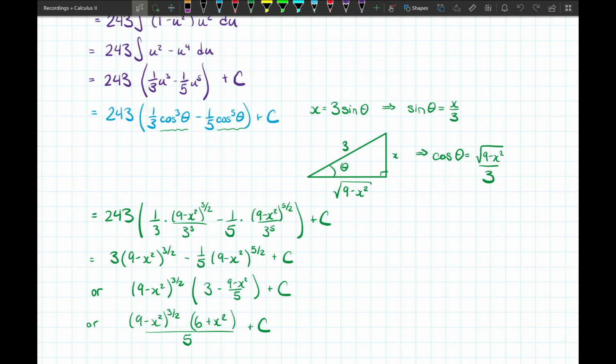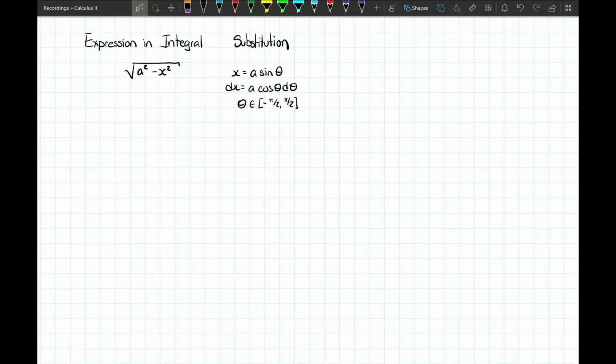Remember that this was just what we would do in the case of expressions involving the square root of a squared minus x squared. But we had a couple other circumstances, so it might be best to sum up the different cases in a table. We see that if we have the square root of a squared minus x squared in our integral, then making the substitution x equals a sine theta is going to work out because of an identity. The identity in that case that helps us out is 1 minus sine squared theta equals cosine squared theta.